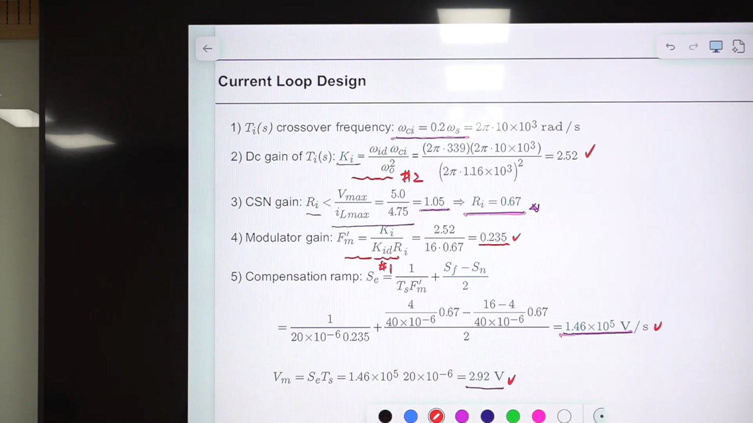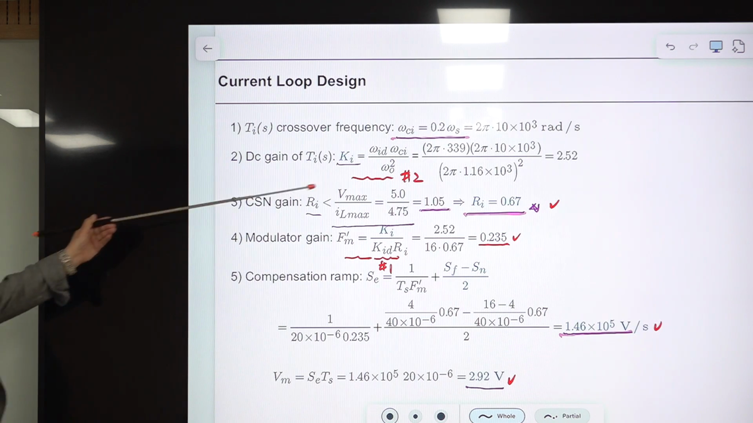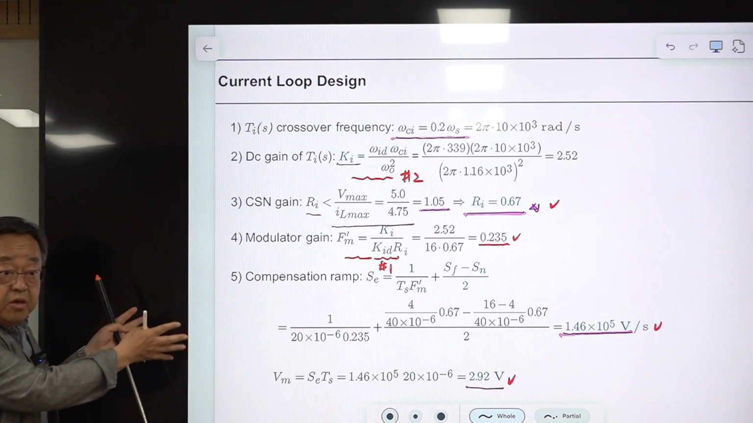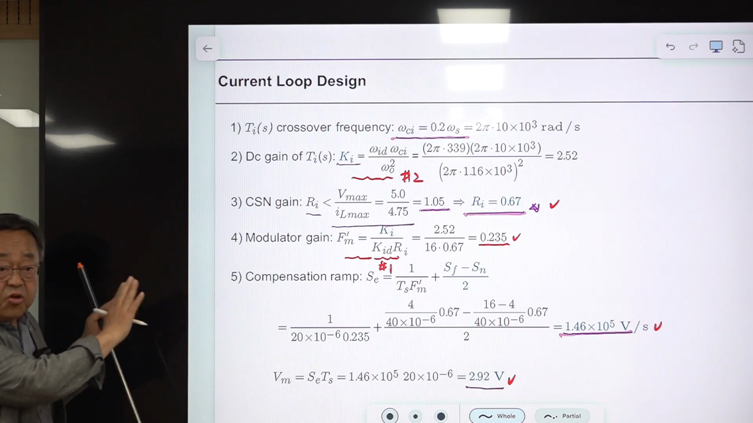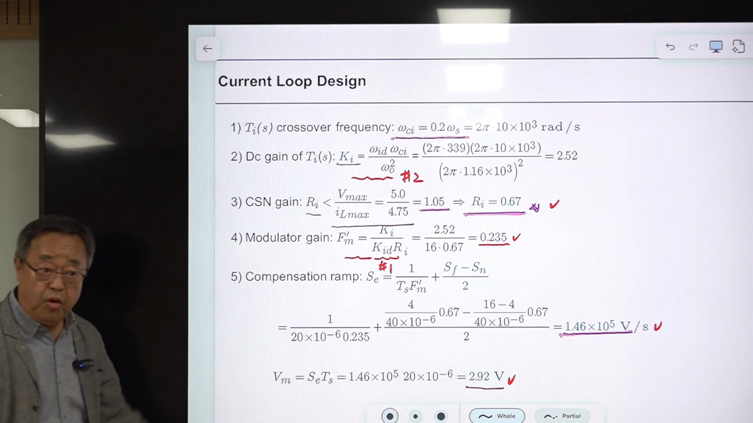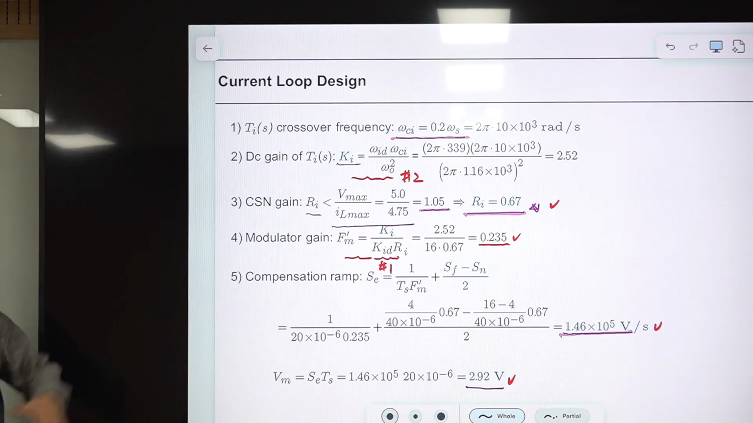V ramp is here, this is the slope of the external ramp, and this is the modulator gain. This is the current sensing network gain. This is some intermediate variable. So you finish the current loop design. This is the almost optimal design. You just select one number, 0.2, and everything is determined automatically based on this equation. You don't have to use any other number. Maybe you use 0.3, then you will come up with a different number. Following the exactly same procedure will produce a different design output.